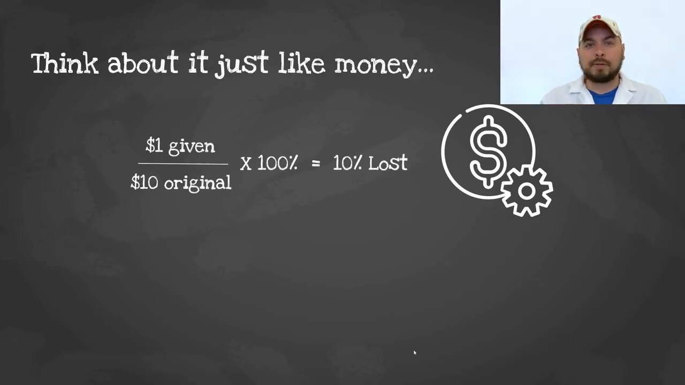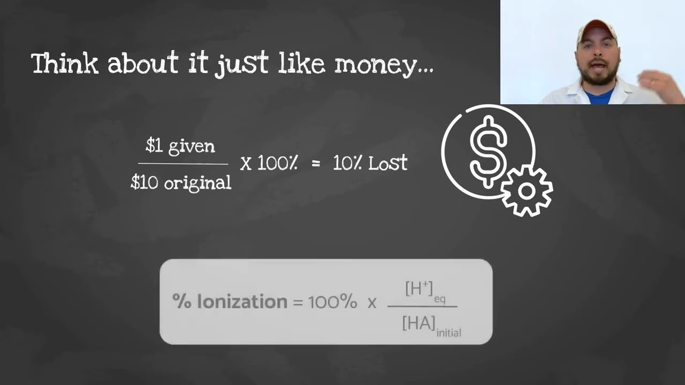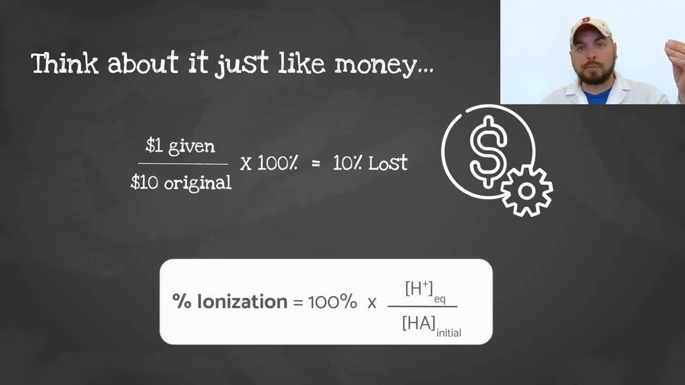It's a little different than the last video where we had to use a RICE table, subtract out the X, and perhaps account for the X. In this case, we're not doing that. We're not accounting for how much has ionized in that denominator. So again, let me repeat. It's the at-equilibrium concentration of H plus or OH minus divided by your original concentration of weak acid or weak base.